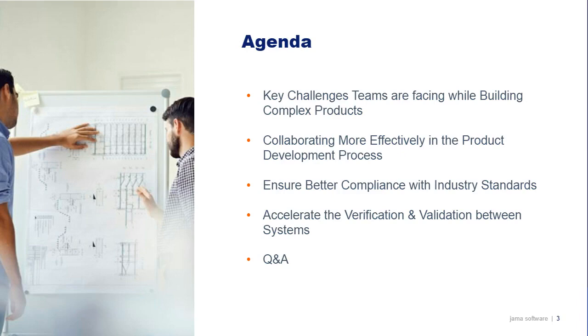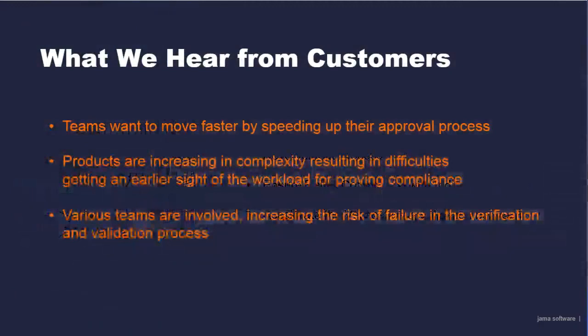Okay, so what is it that we're hearing from our customers? Very often, teams are choosing Jama and tools like Jama because they want to move faster than they currently are. They feel that they're held up by approval times. They want to have earlier sight of problems that are coming because products are becoming more complex, and where previously they were purely mechanical, now there's electronics, and where there's electronics, there's software.